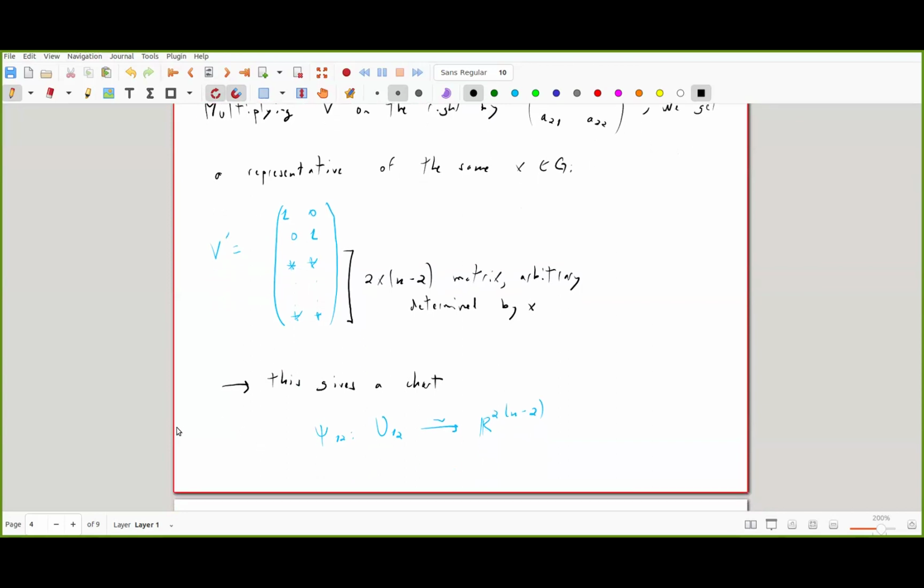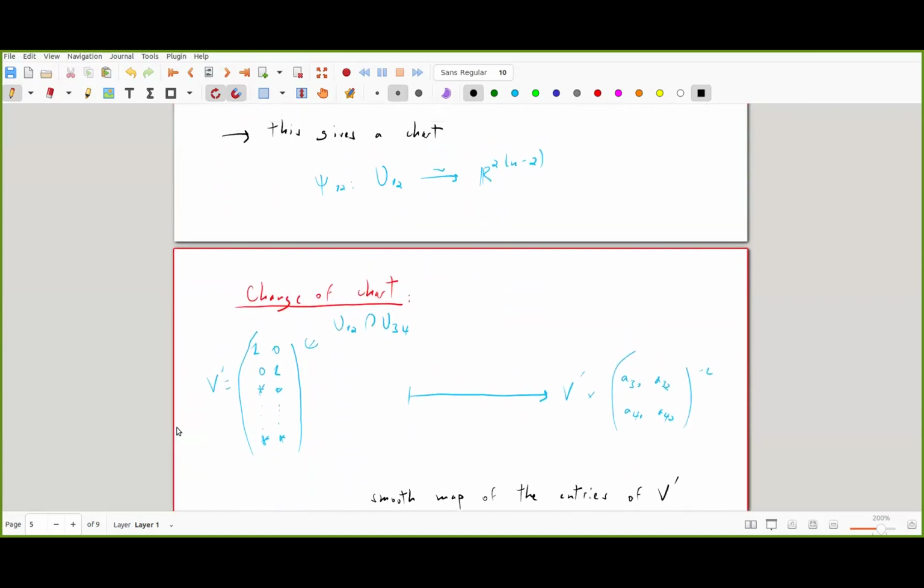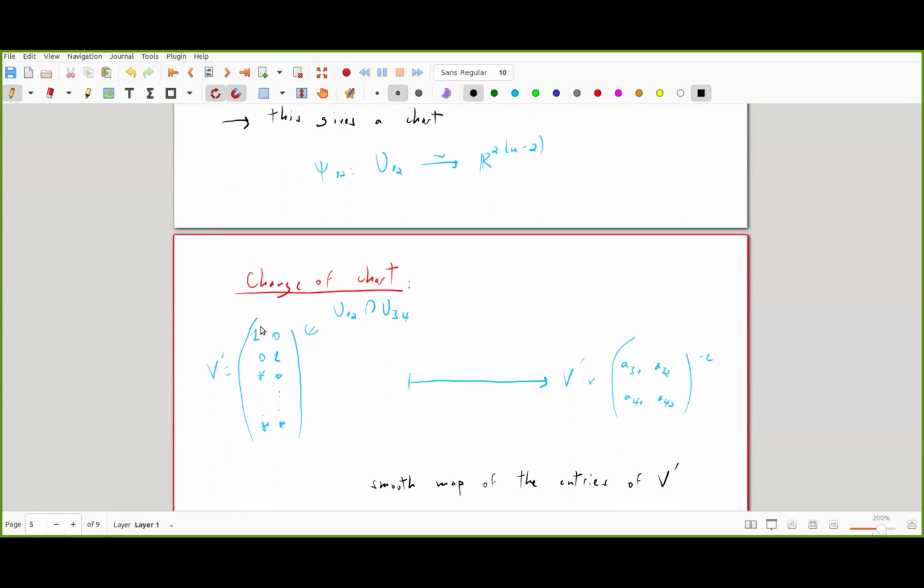Okay, and then if you want this to define a manifold structure, you have to check that the change of chart is smooth. So what happens if you move between charts? Here you have something in U_{1,2}. I put it in normalized form, and suppose that it's also in U_{3,4}. So the next two rows also define an invertible 2 by 2 matrix. How do I go to the other chart? Well, I have to divide by this 2 by 2 matrix. So I take this thing and I multiply it by the inverse of this. But in the entries of V', this is a smooth operation. I mean, this inverse is just the transpose of the cofactor matrix divided by the determinant. So these are all rational fractions of the coefficients without poles on the domain of definition.